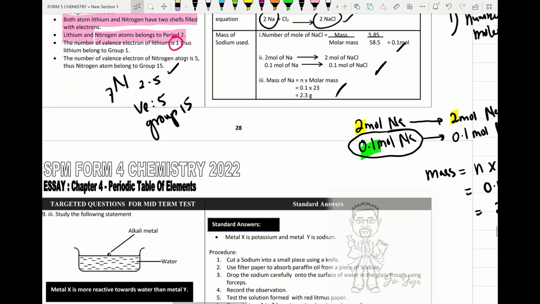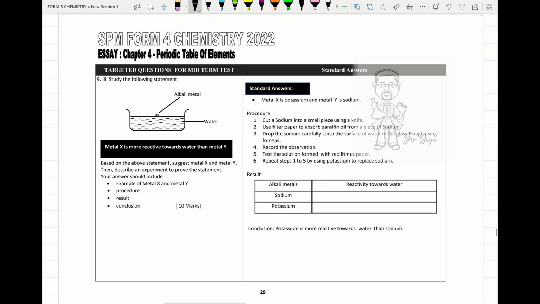So try to do more questions. We move on to the next part. Try to check the next question. This question is an experiment that can come out in section C. All right, we try to read the question.